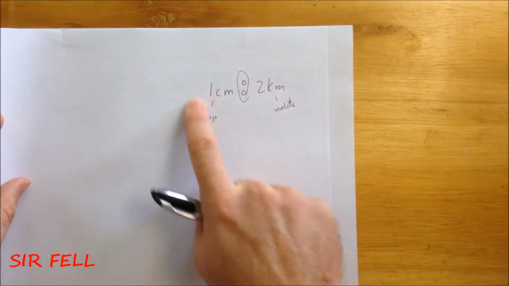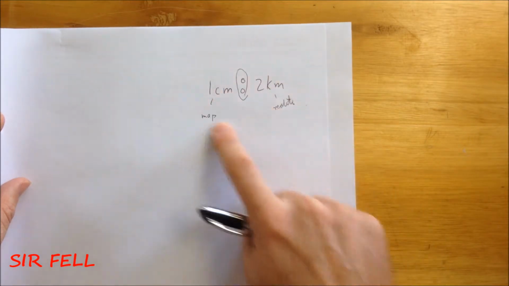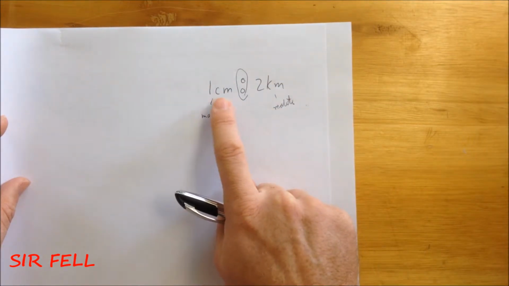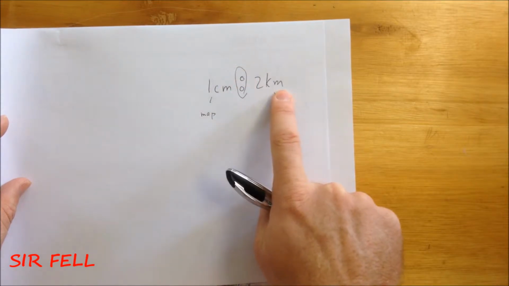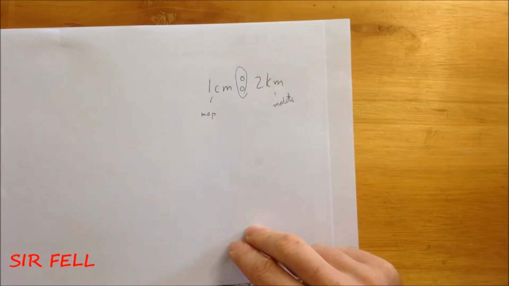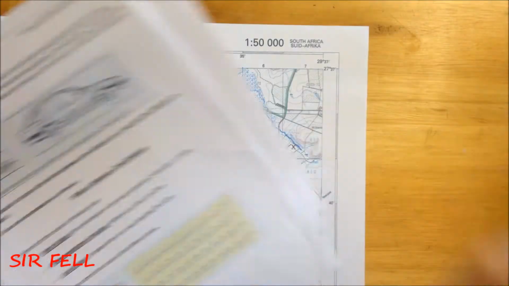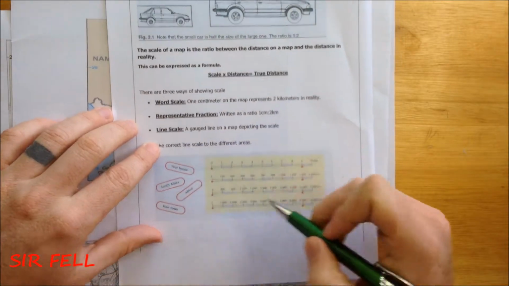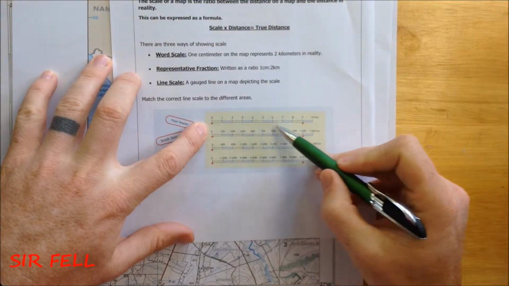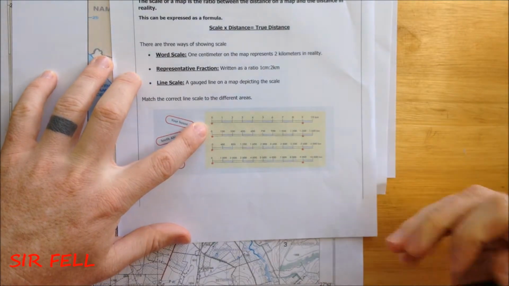So when it comes to a ratio scale, you'll see it like this on your map. And it means 1 centimeter on the map represents, or is equal to, 2 kilometers in reality. The last type of scale that you'll see is called a line scale. Now a line scale is pretty simply a scale or a gauged line like this. It's a line that's got a whole bunch of markings on it.